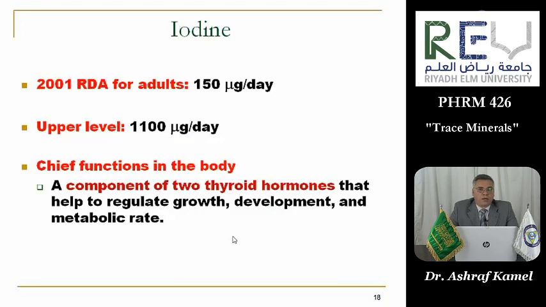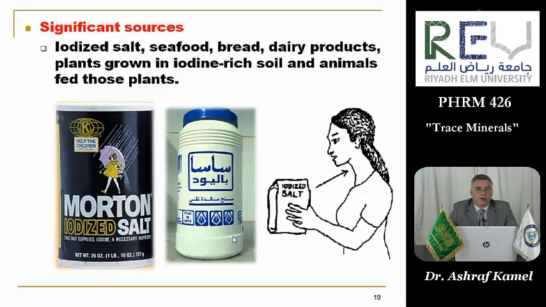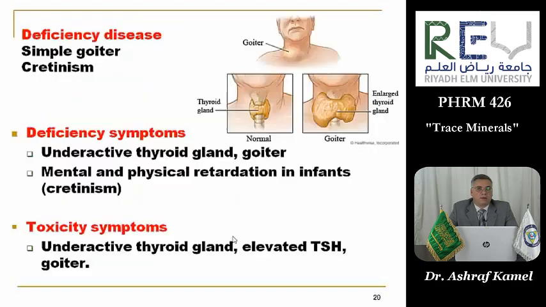Iodine. 2001 RDA for adults, 150 microgram per day, and the upper level is 1100 microgram per day. Chief functions of the body: it's a component of two thyroid hormones, the T3 and the T4, that help to regulate growth, development, and the metabolic rate. Significant sources in iodized salt: seafood, bread, dairy products, plants grown in iodine-rich soil, and animals fed on these plants.